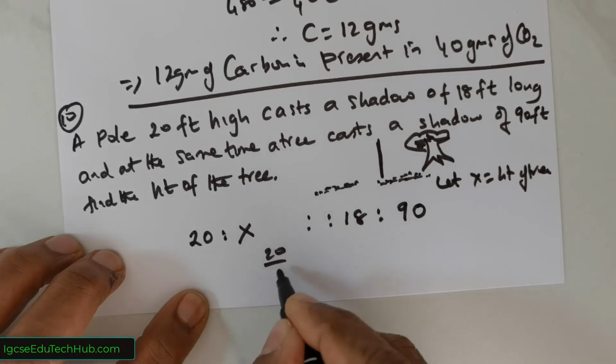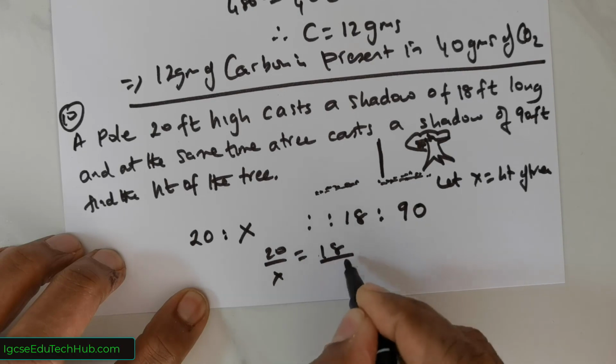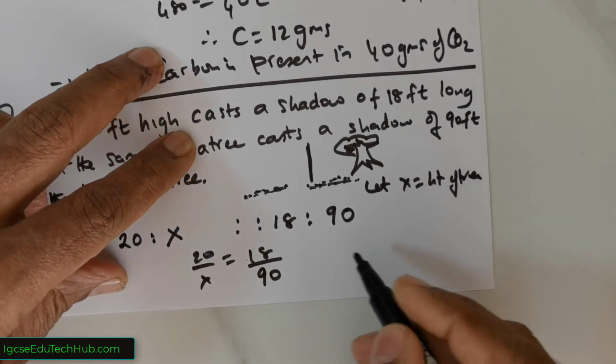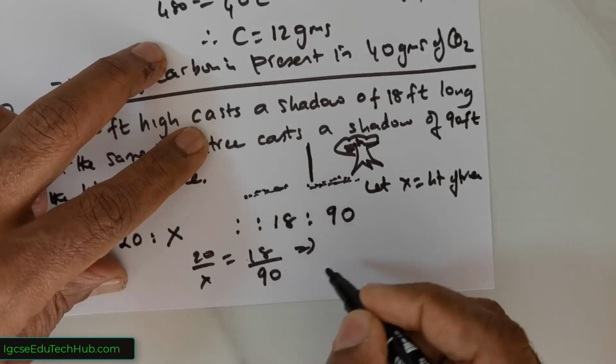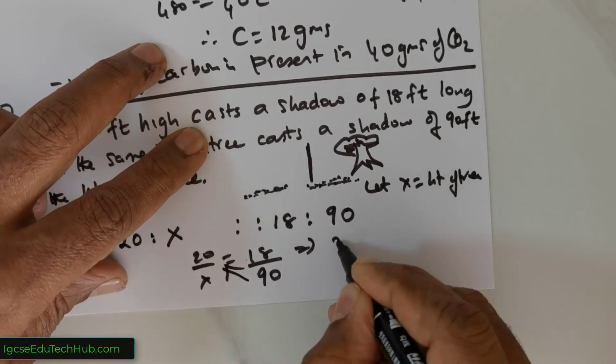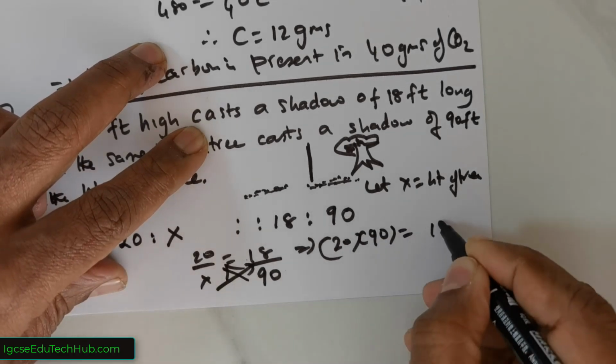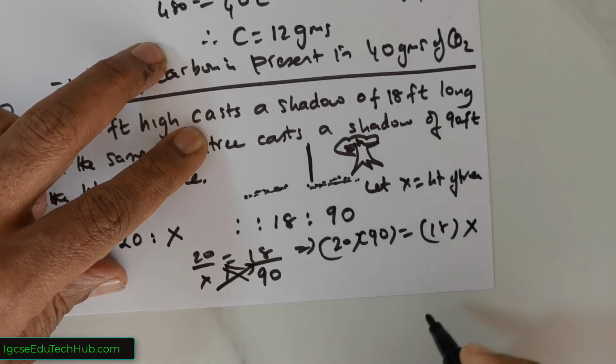Now this can be rewritten as 20 over x is equal to 18 over 90. So I can rewrite this by cross multiplying this with this. So 20 into 90, cross multiply this with this, is equal to 18 multiplied with x.